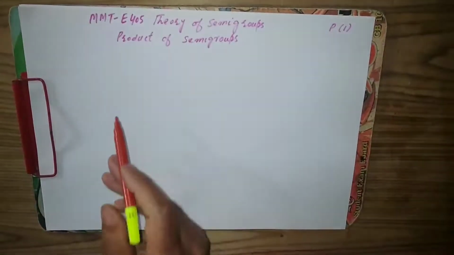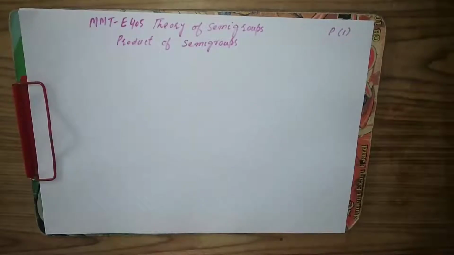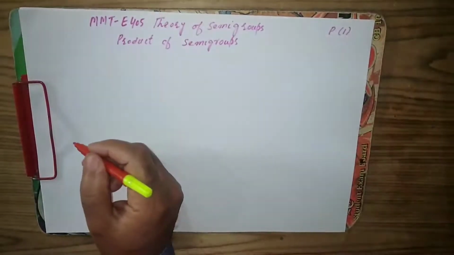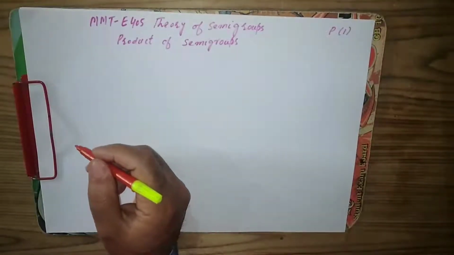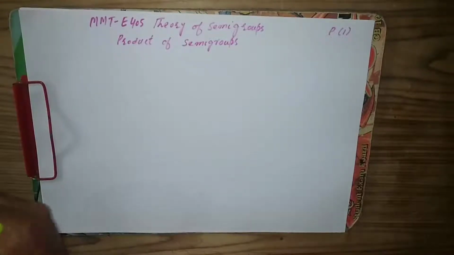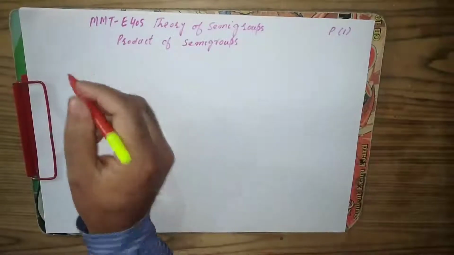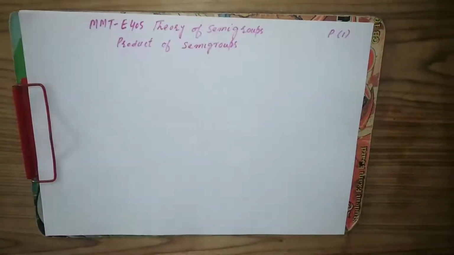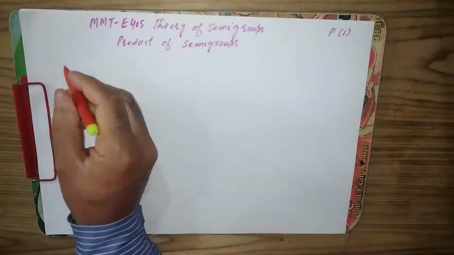Today we are going to discuss product of semigroups. So let's define the first product of semigroups. Then we generalize this concept in categorical sense. What do we mean by actually the product? Okay. So let S and T be two semigroups.